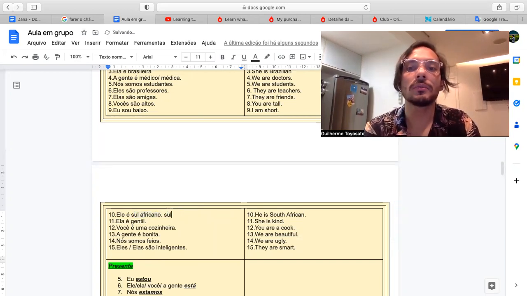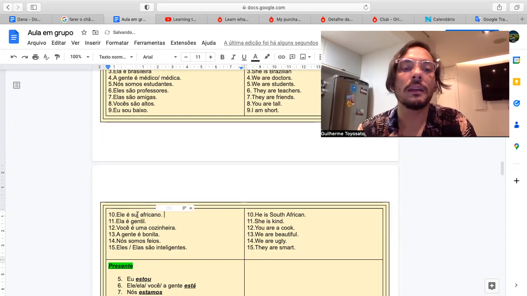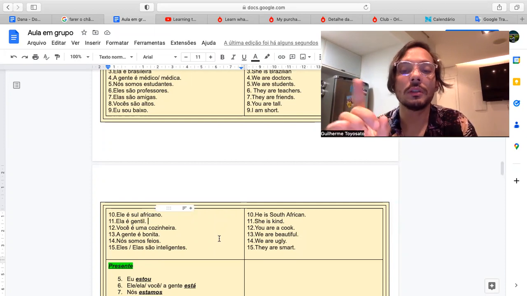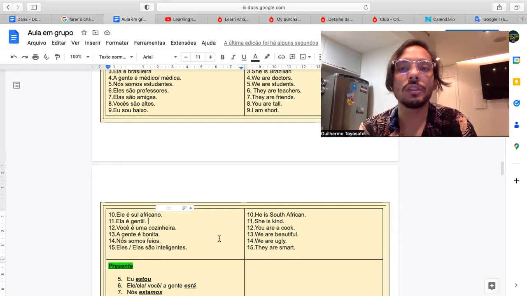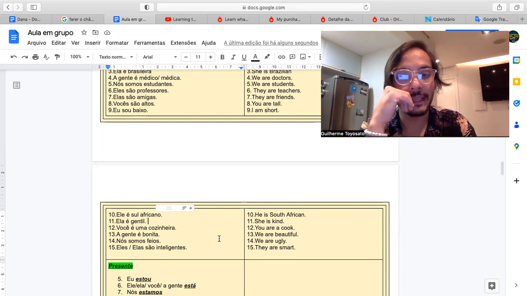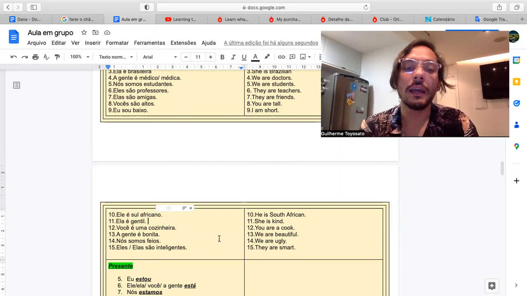Next one. Ele é sul-africano. You see here, I don't read it like sul, I read it like sul. Sul-africano. Ele é sul-africano. Here, ela é gentil. But another example. Gentil. It's an adjective, kind. And it's an irregular adjective, so it could be ele é gentil. Tá?